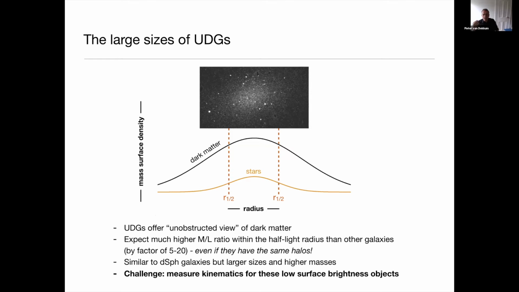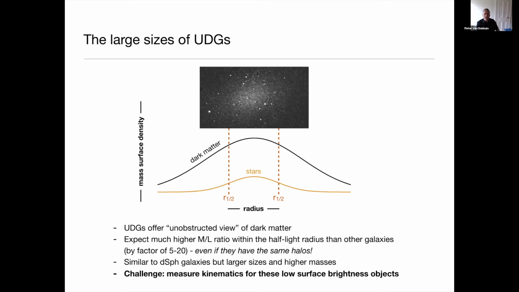The challenge, though, is to measure it, because the light is very diffuse, by selection, effectively. That's what we've been talking about. And it means that you need to have long exposure times, typically on large telescopes, to measure the kinematics from the stars. Or, as we'll see, sometimes you can use the globular clusters, the kinematics of the globular clusters, to constrain the dark matter. But that's a challenge, to measure the kinematics for these low surface brightness objects.